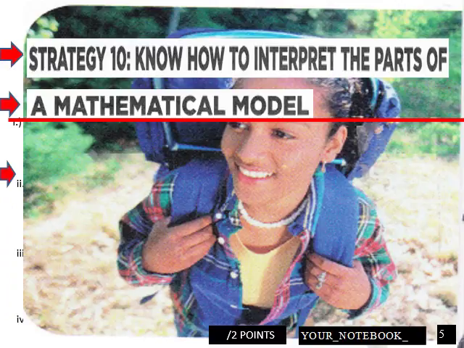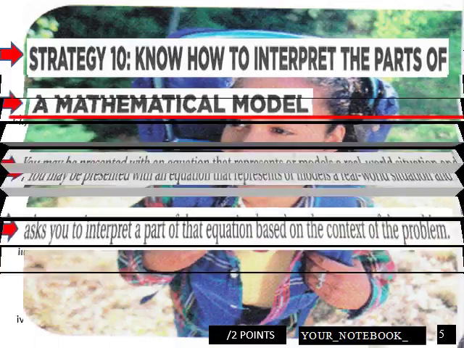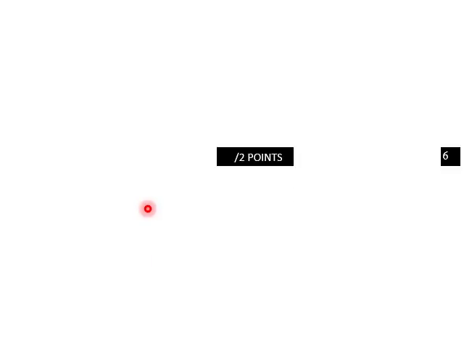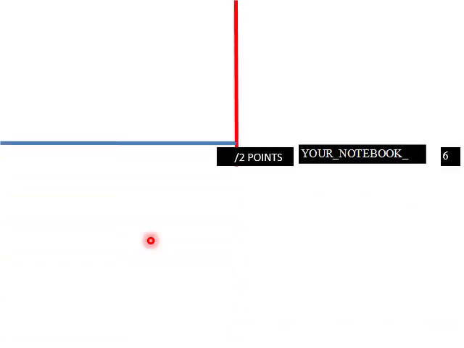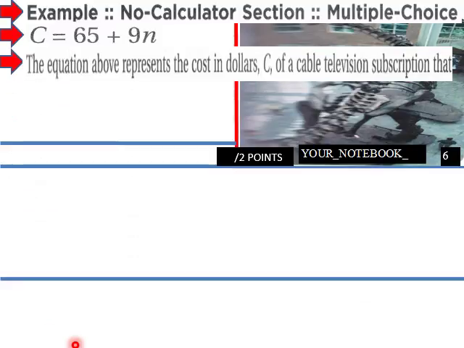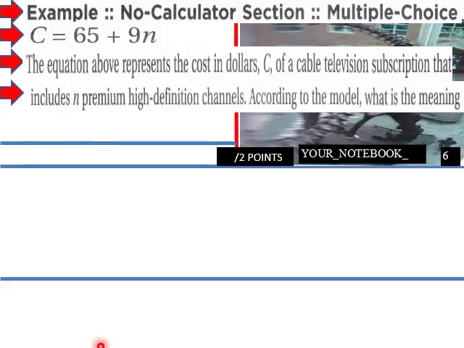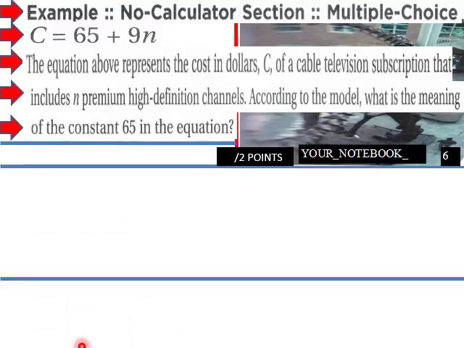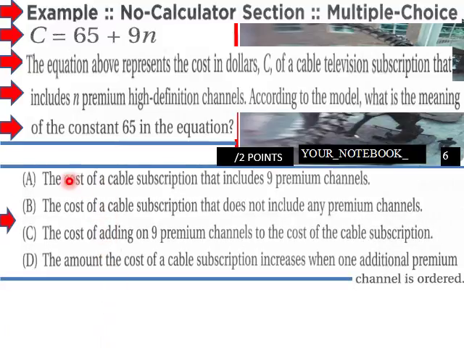Strategy 10. Know how to interpret the parts of a mathematical model. You may be given an equation, and go back and read that again on your video or your PowerPoint, students. Example, no-calc section, multiple choice: C equals 65 plus N. The equation above represents the cost in dollars of a cable television subscription that includes N premium high-def channels. According to the model, what is the meaning of the constant 65 in the equation? A, the cost of, and here are your choices.